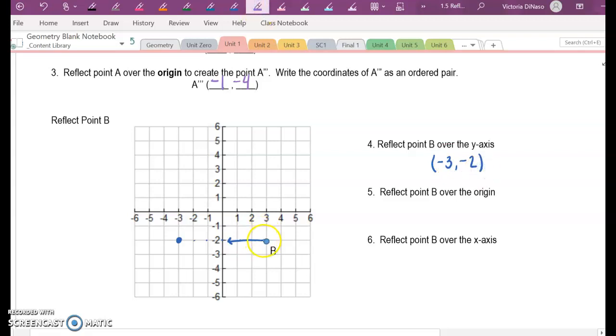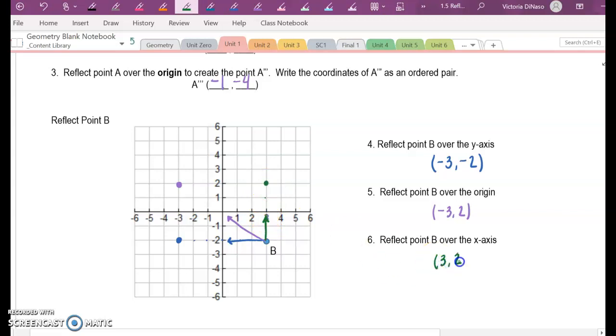When I reflect over the origin, we're going to go across. So I'm going to go to (-3, 2). And finally, when we reflect across the x-axis, I go up to touch the x-axis, 1, 2. So I'm going to go 1, 2 more. So we're at (3, 2).